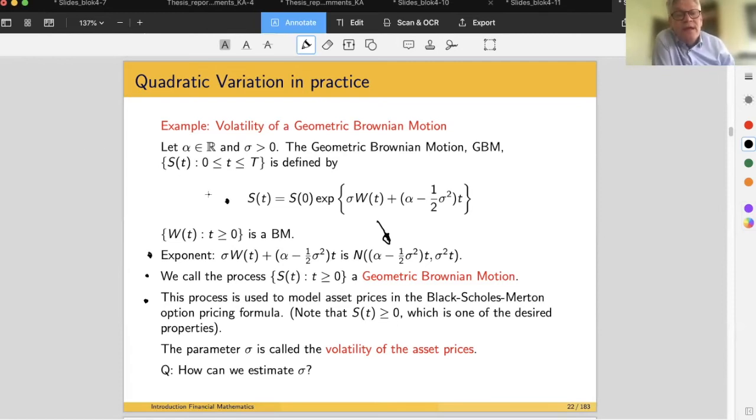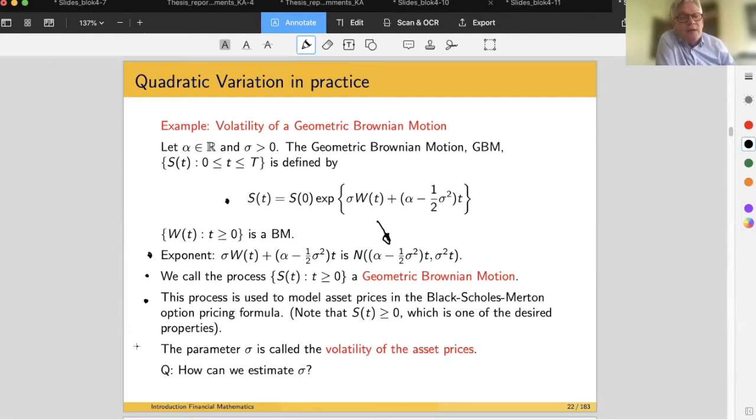An important thing, if you see this, is that the stock price is larger or equal to 0. The exponential function is greater than 0, and S0 we assume is also greater than 0. So we deal with positive stock prices. And of course, that is also what we see in practice. So that is one of the desired properties.